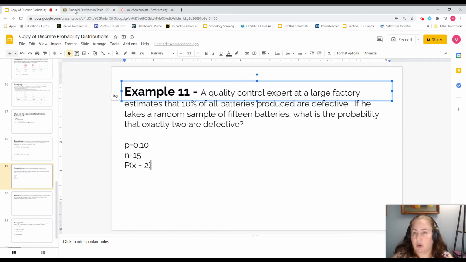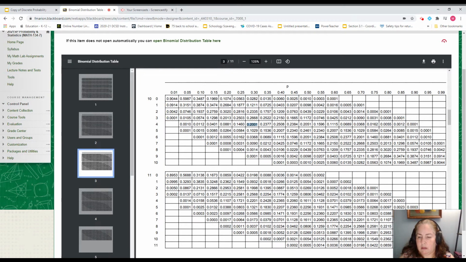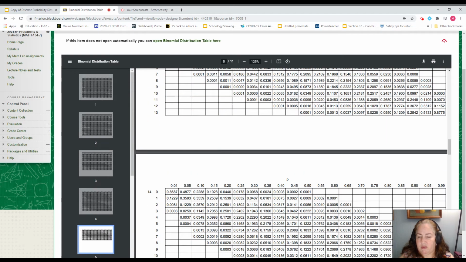So we can go to our table. I'm looking for 15, so I'm going to go down to 15.